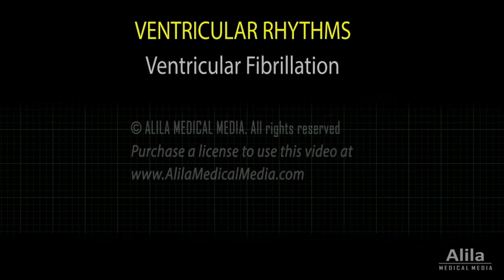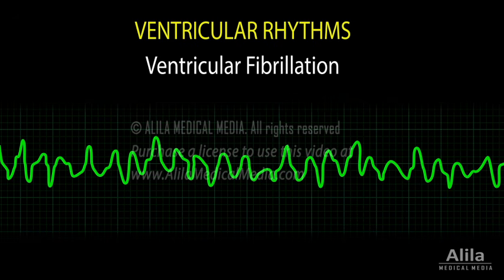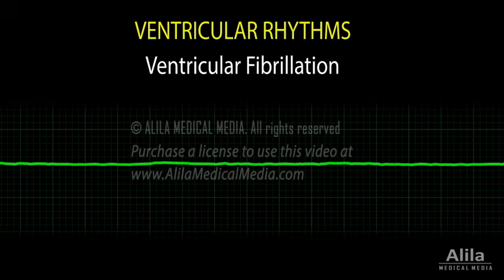V-fib ECG is characterized by irregular random waveforms of varying amplitude, with no identifiable P-wave, QRS complex, or T-wave. Without immediate intervention, amplitude decreases with time from initial coarse V-fib to fine V-fib and ultimately flatline.